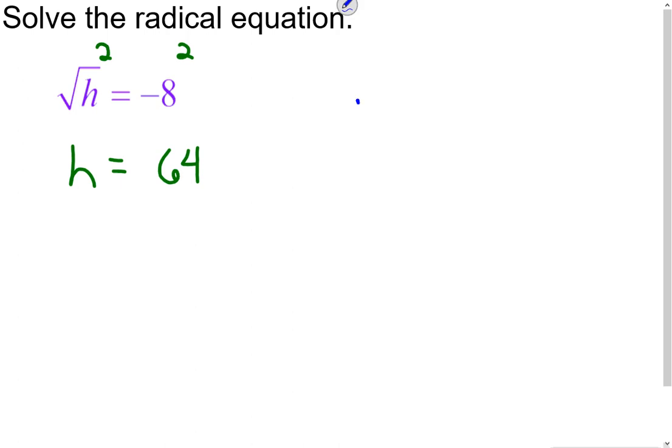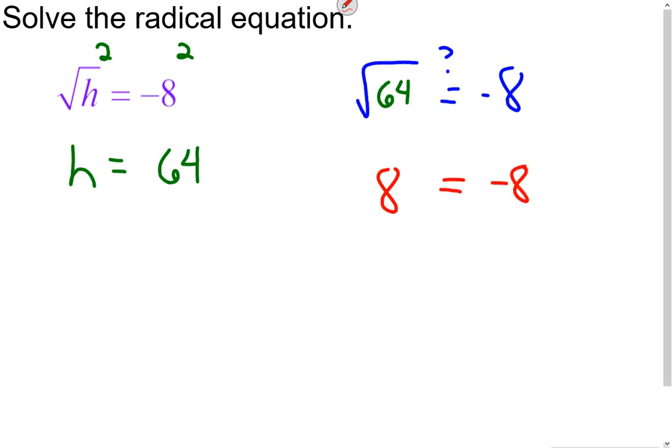So I come back and I go, it says the square root of h, which we figured out to be 64, does it equal negative 8? So again, I'm going to work on simplifying both sides. The square root of 64, that's 8. The right side of the equation, though, is negative 8. Now I look at this and go, well, 8 does not equal negative 8. They're not equal, so it doesn't check.